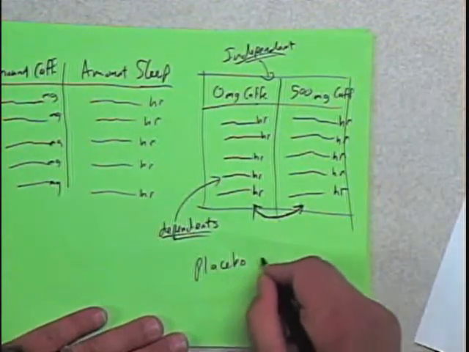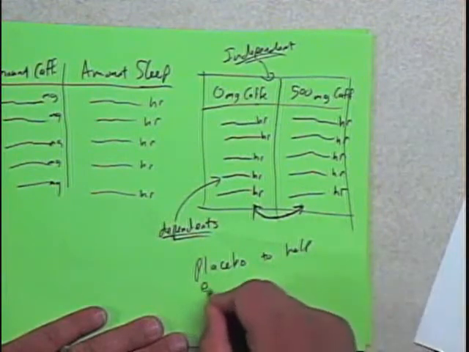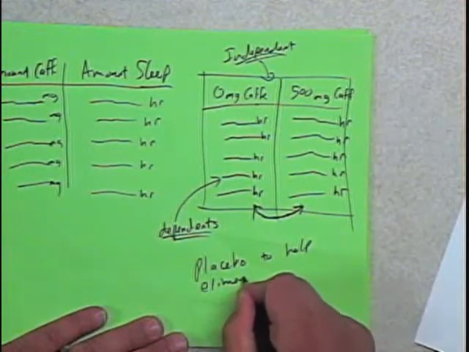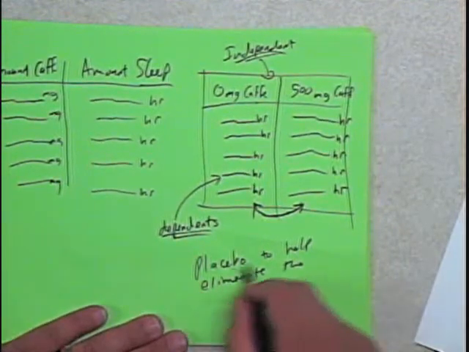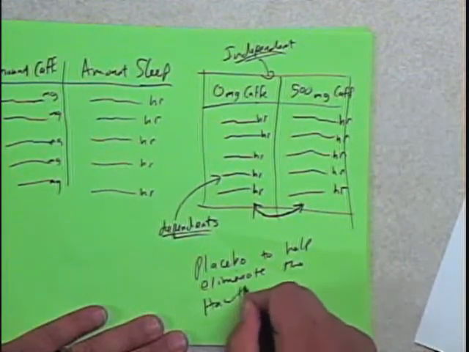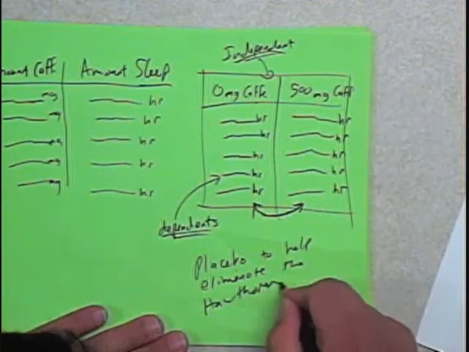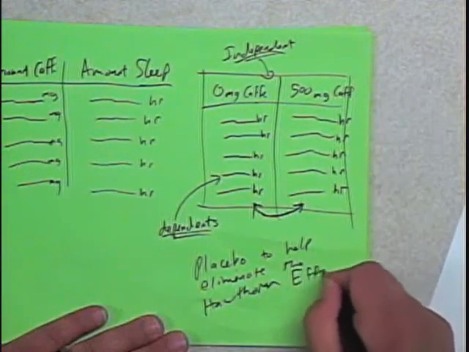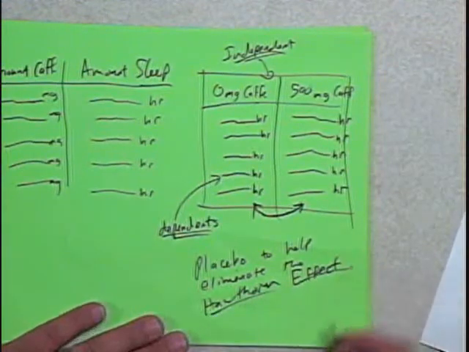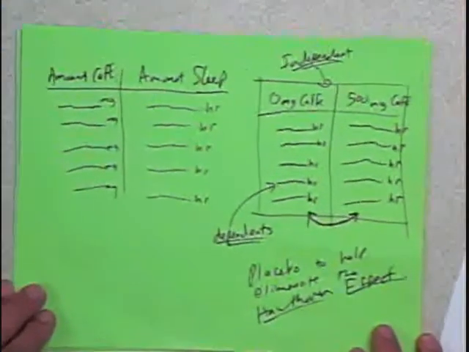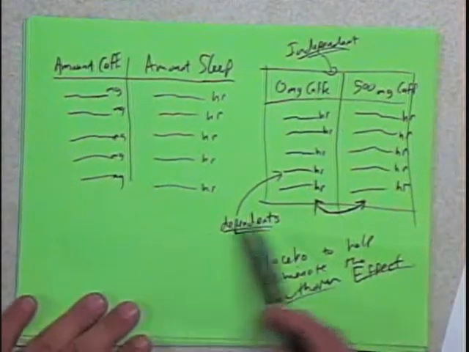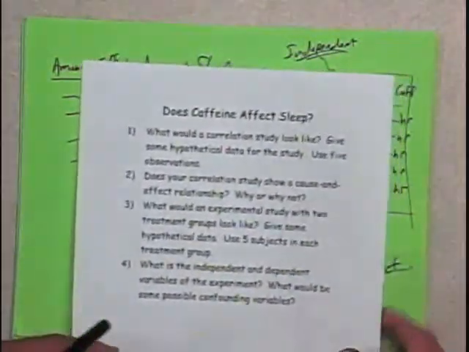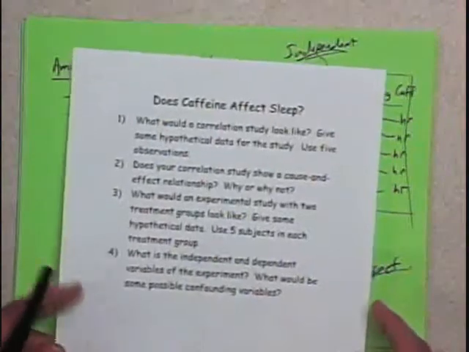Okay, and a placebo is to help eliminate, I think that might need to be an I, to help eliminate the Hawthorne effect is what they call it. Okay? And there you go. So that's an example of a correlation study and an experimental study dealing with answering the question, does the amount of caffeine affect the amount of sleep?